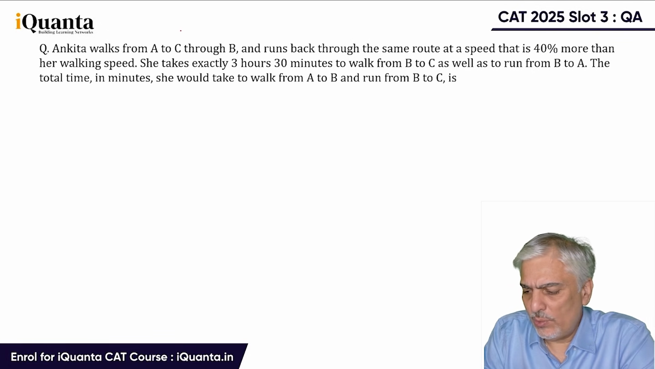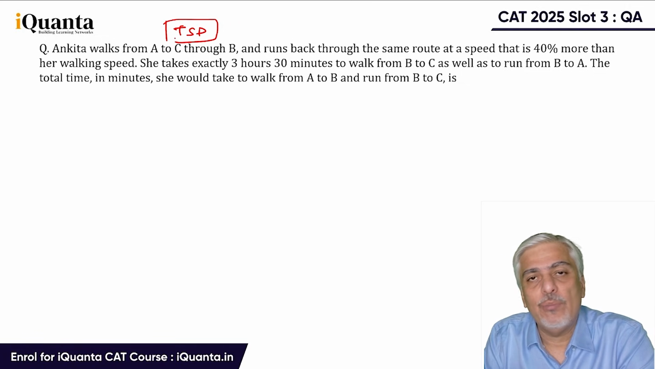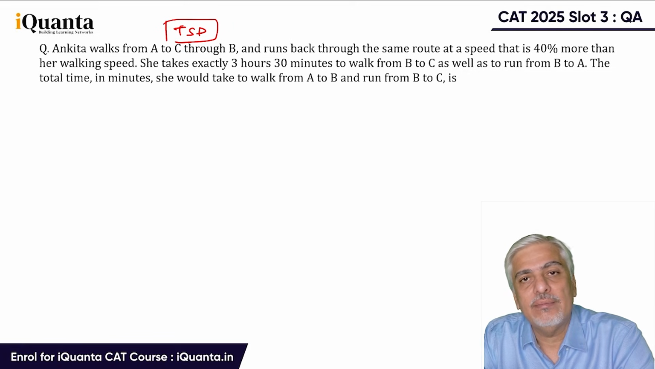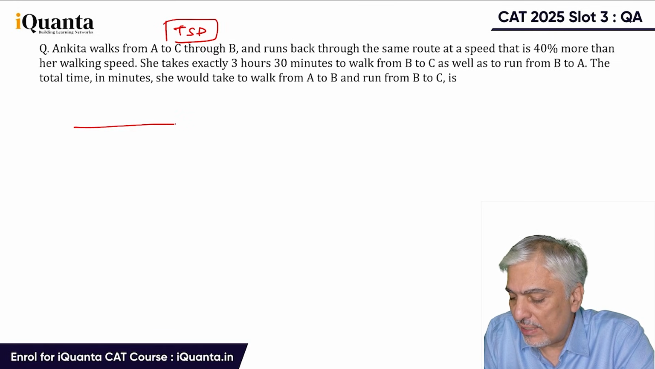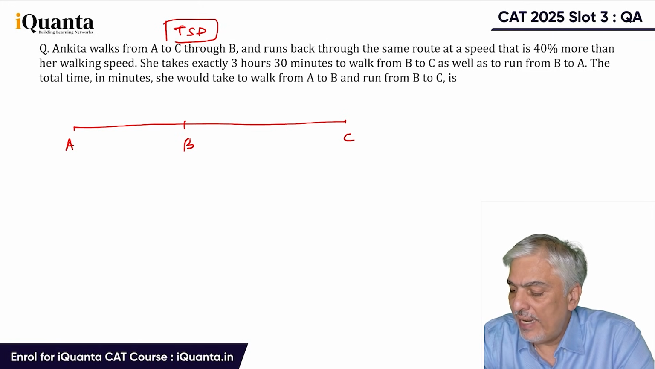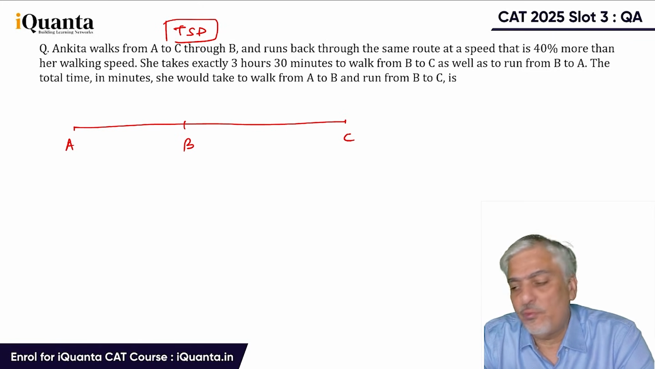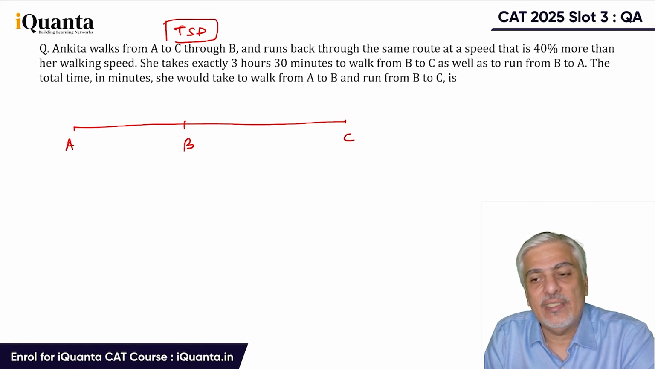The next question is again a question from time, speed, distance, where I felt that the language was a little bit ambiguous. Obviously, once you know that it is a TSD question, you have to understand the language. Ankita walks from A to C through B, and turns back and runs at a speed of 40% higher than the walking speed. So her running speed is 40% higher than her walking speed.